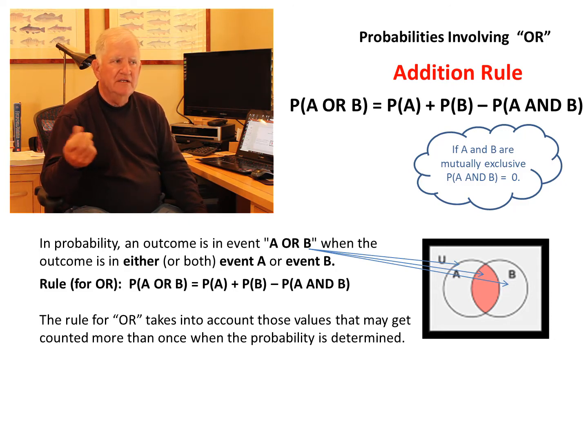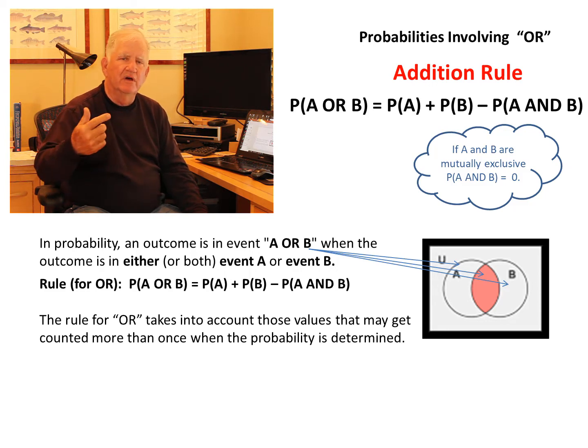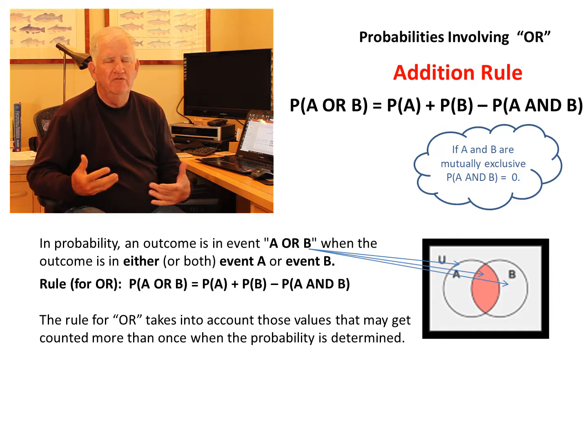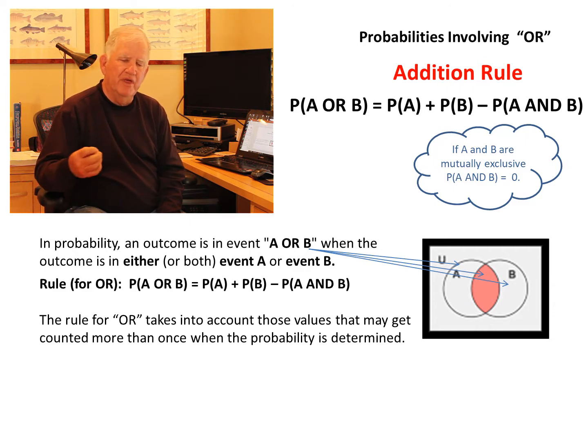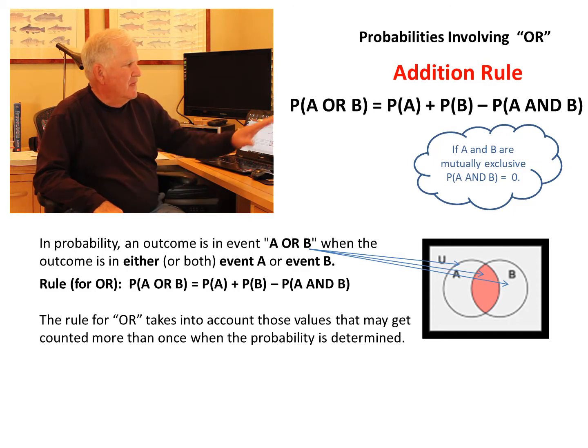And if that's the case, and you've counted them when you've counted the outcomes of A, and you've counted them when you've counted the outcomes of B, then you've double counted them. And this last term, the probability of an outcome being in both A and B, you've counted twice. And so you subtract it off one time.